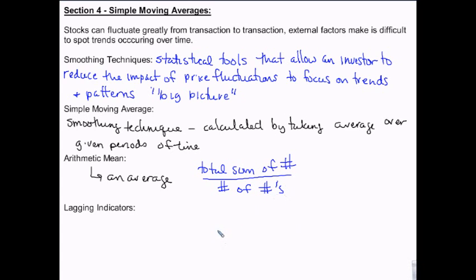What's the word for fluctuations? Price, sorry. Sometimes my handwriting is not so good. Price fluctuations.